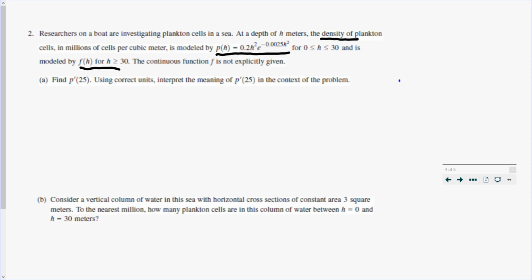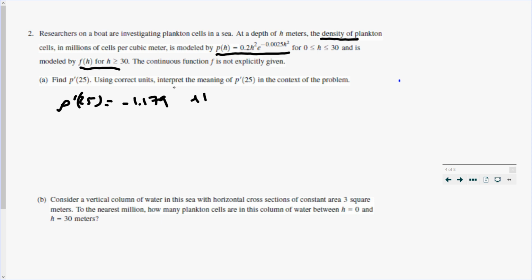So for part A, it says find p prime of 25. Again, they don't want you to take a derivative. That's nasty. It's quotient rule, chain rule, product rule. Just use a calculator or whatever tool you use on the internet. Either one's fine. So p prime of 25, that's just typing that in, and that's going to give us negative 1.179. And they're going to give you a point for that.